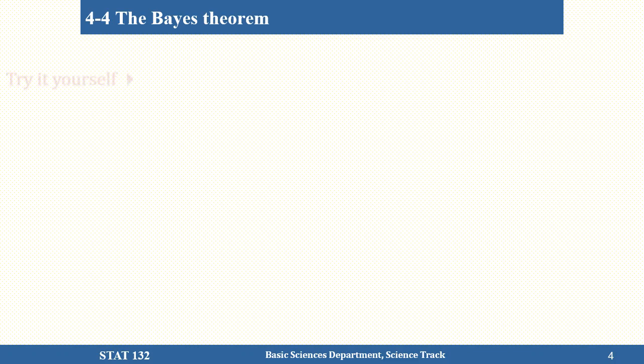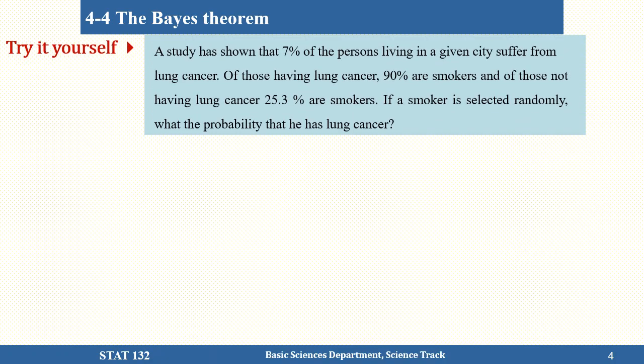Now let's look at this exercise. A study has shown that 70% of the people living in a city suffer from lung cancer. Of those having lung cancer, 90% are smokers, and of those not having lung cancer, 25.3% are smokers. If a smoker is selected randomly, what's the probability that he has lung cancer?